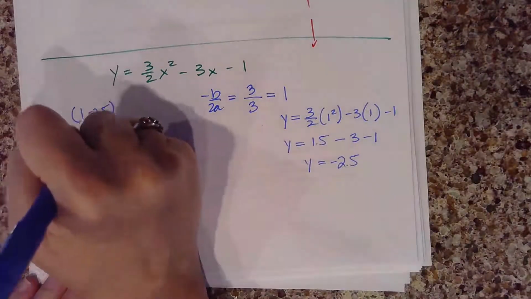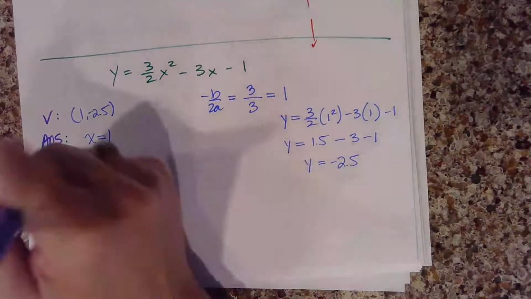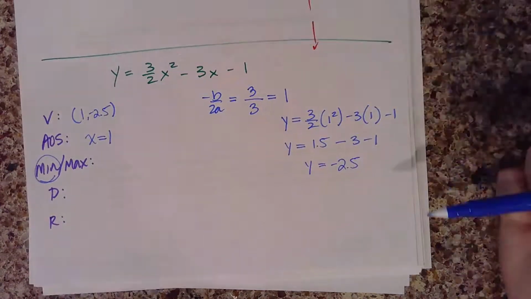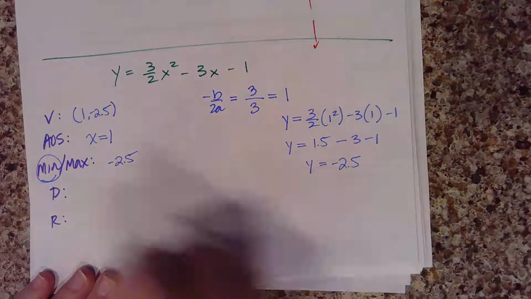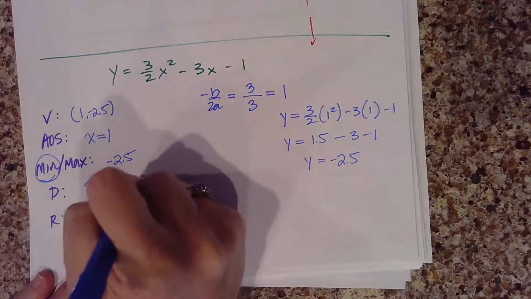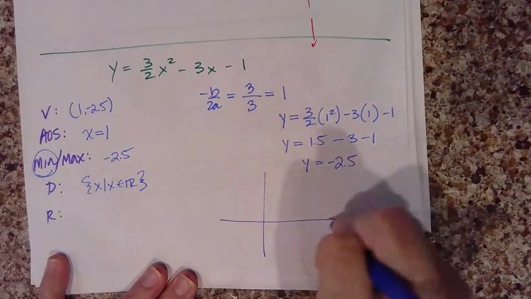Axis of symmetry is always x equals the x value of the vertex. I know this function is going to have a minimum because it's opening up, because my a value is positive. And so the minimum is going to be at -2.5. I know my domain is all real numbers.